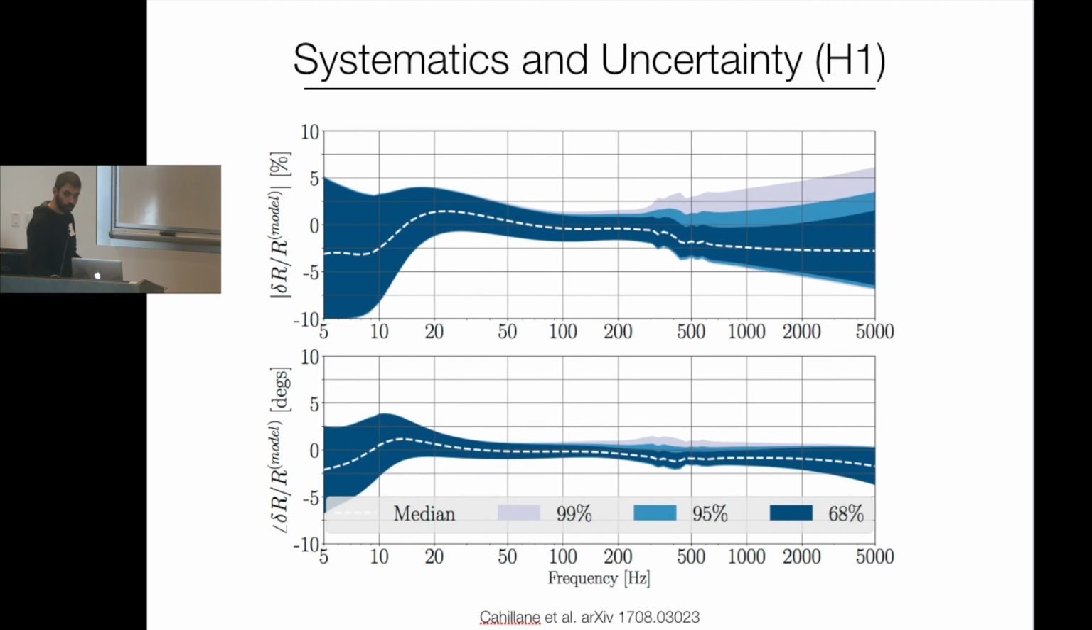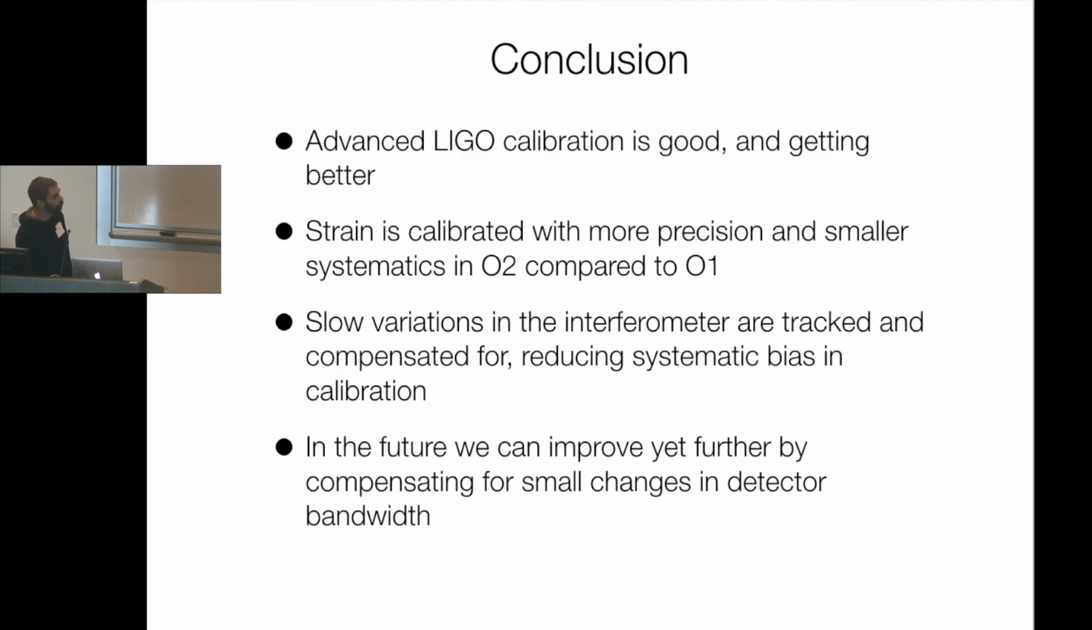This is the uncertainty at Hanford, and this is the uncertainty budget at Livingston. I guess I messed that up. This is for Livingston. But the story is qualitatively very similar, even if the details are different. Right?